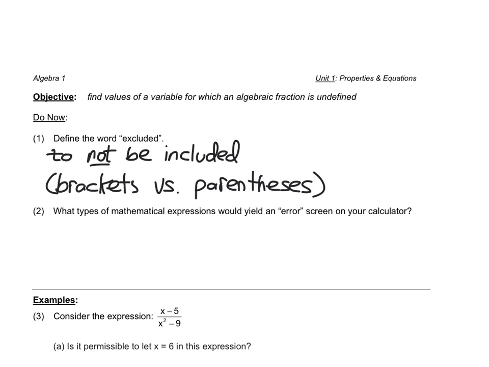It's exclusiveness, right? To be exclusive, yeah. So, but yeah, that's the word. I couldn't get around it. So, to not be included in the solution of an equation.